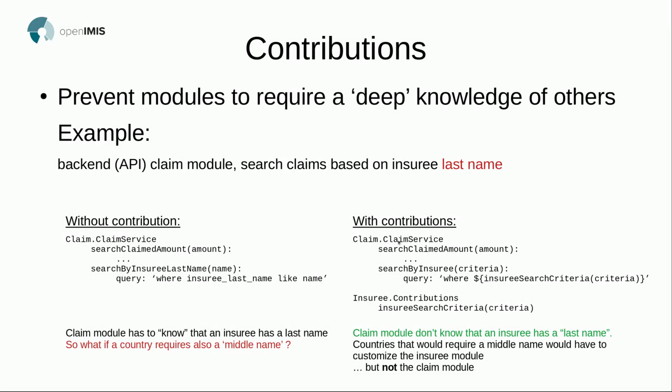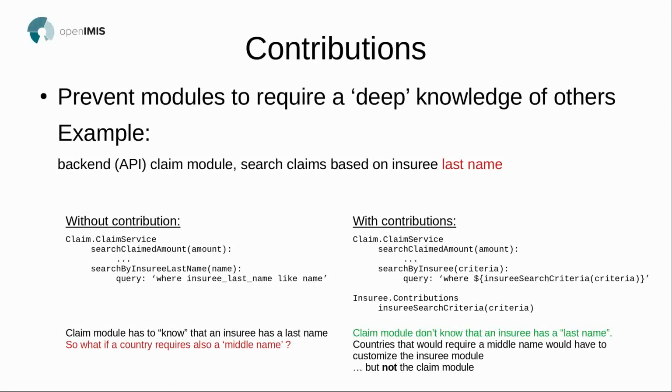So the claim module will still have a search on insurer, so there is no doubt a claim concerns an insurer, but the resolution of the filtering on the insurer details are performed by the insurer module. So the insurer module contributes to the claim search criteria and injects whatever criteria is available in its implementation. So if the country has a last name for the insurer, it will search on last name. But if now we have to add a middle name, it's in the insurer module that we will be doing the change. The claim module would stay the same.